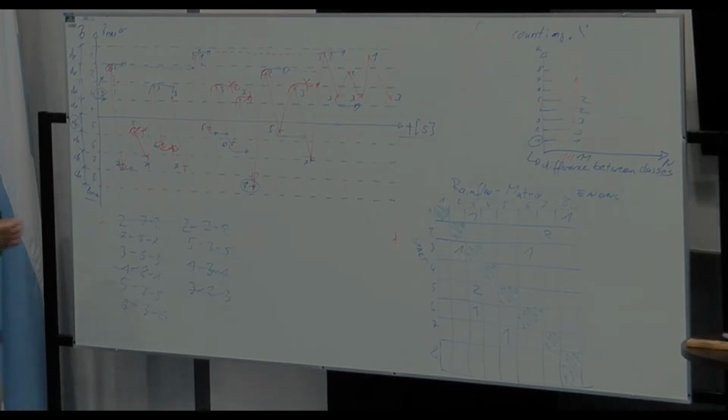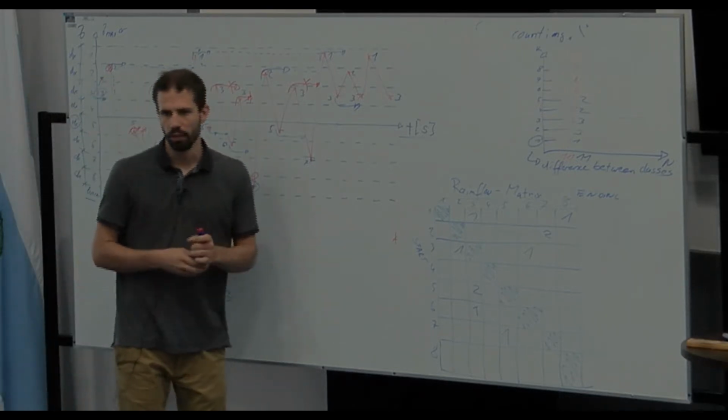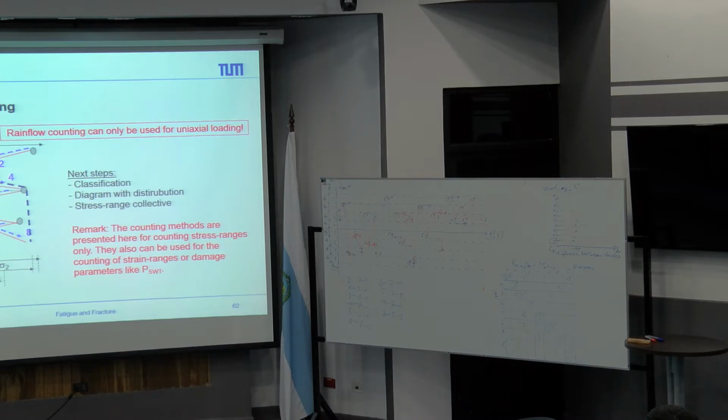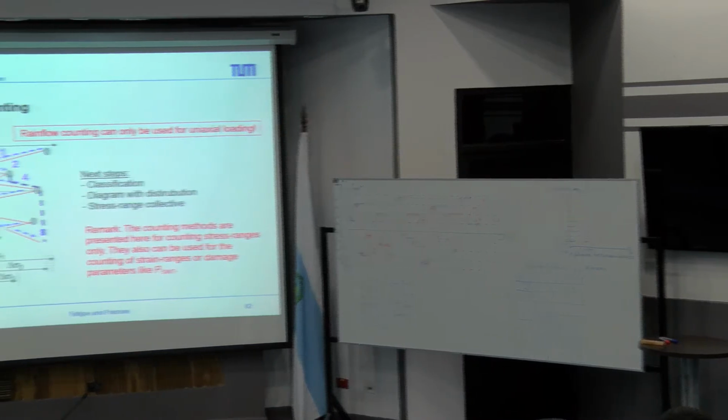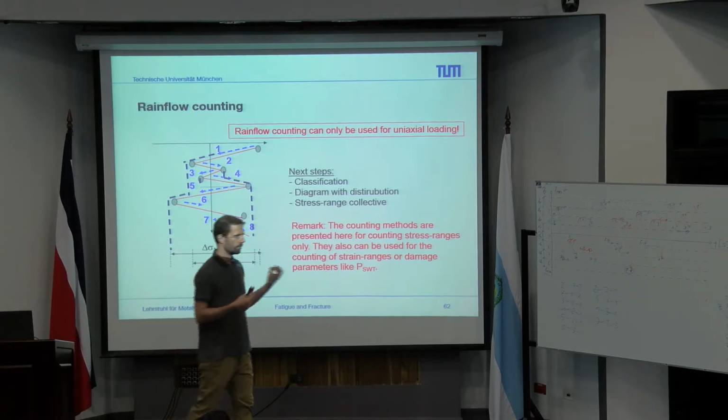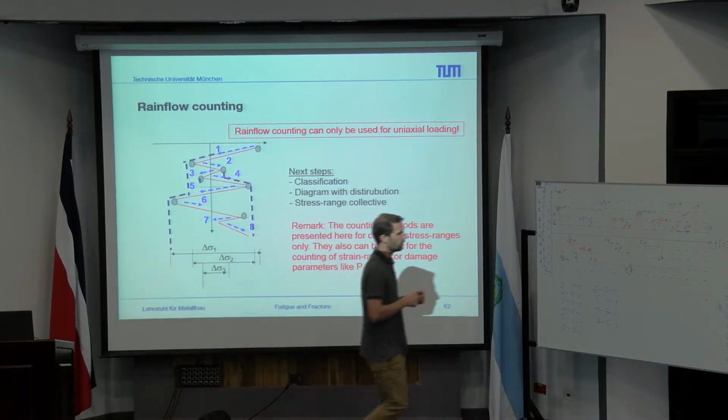So this is what is, at the end, our rainflow matrix, and also the information on the load cycles, of the stress ranges, and also, due to the mean value, the R value.